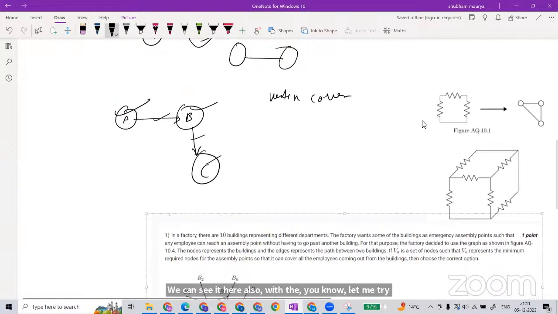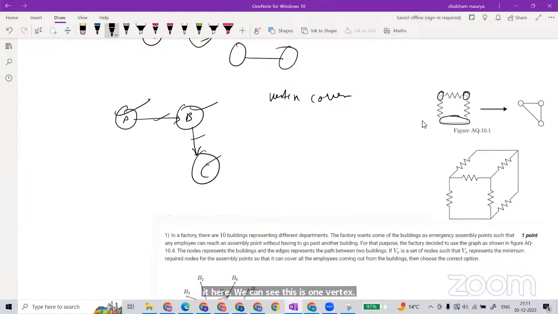So we can see this is one vertex, this is one vertex, and this is one vertex. And this is connected by, see that? Right, this is one. Actually the same thing is there, right?